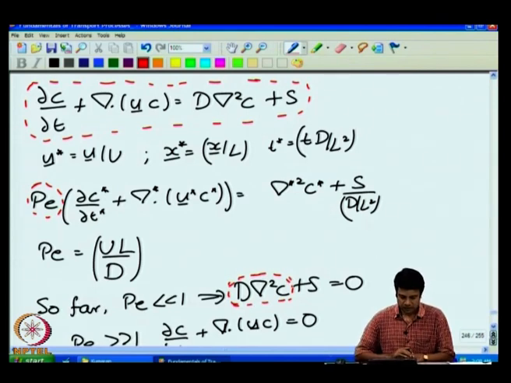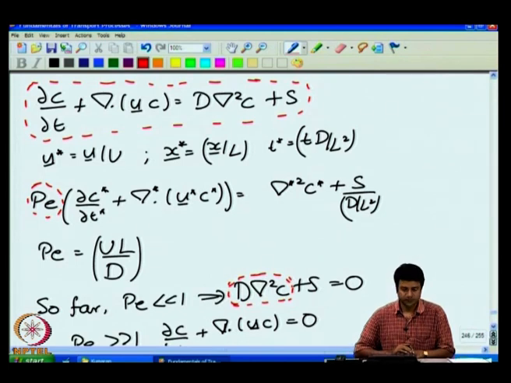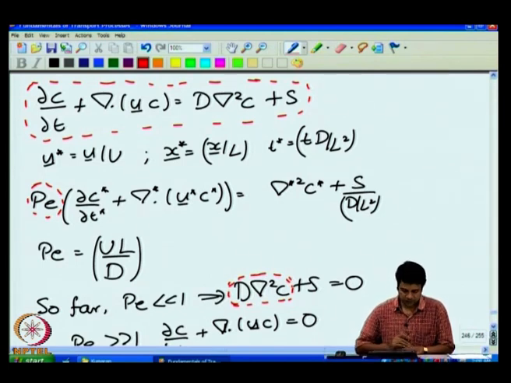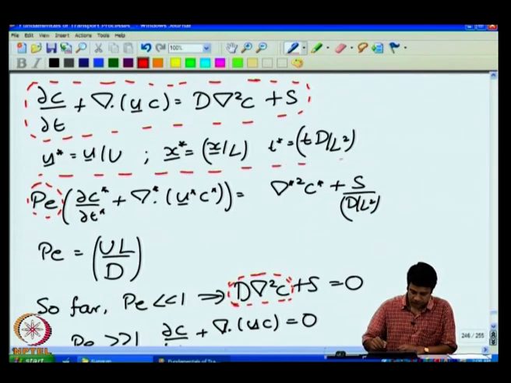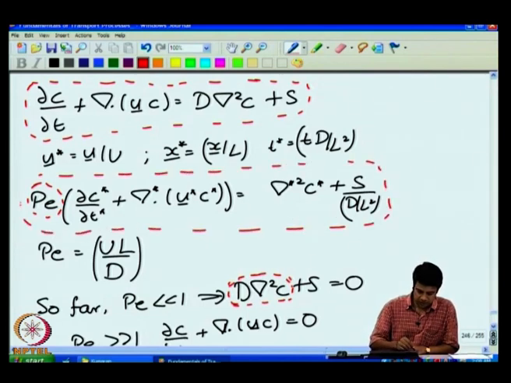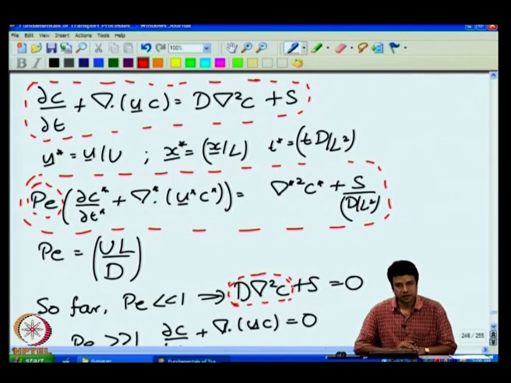And when you scale the length scale by a characteristic length L and the velocity by a characteristic velocity u, you get an equation of the form shown here, where you have a Peclet number times the time derivative and the convective term on the left is equal to the Laplacian of the concentration field plus the source or sink of energy or mass, where the Peclet number is u times L by D. U is the characteristic velocity, L is the length, and D is the diffusion coefficient.